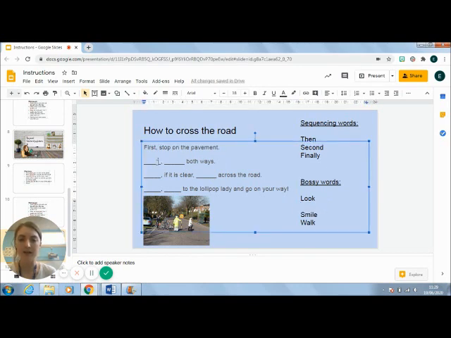The next one, so I need my next sequencing word. I've got then, second, or finally. What is the word that we would use after the word first? Well done, it would be second.